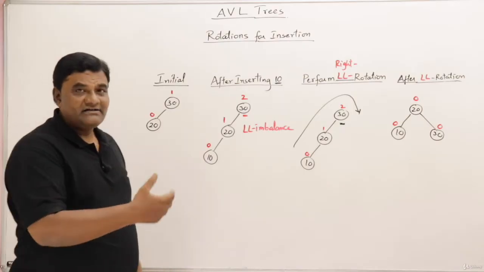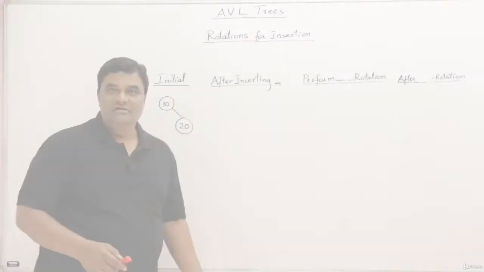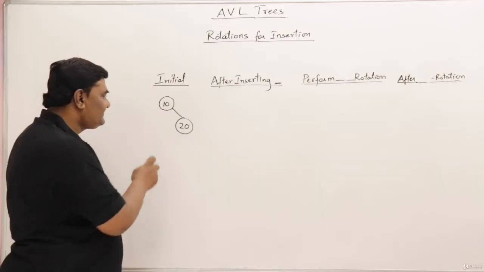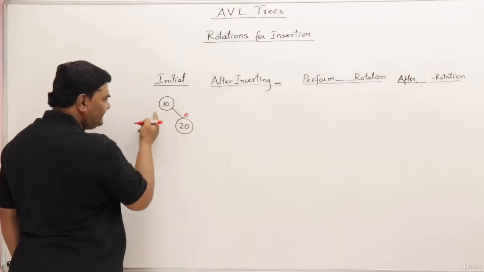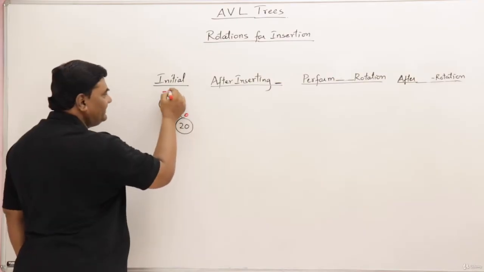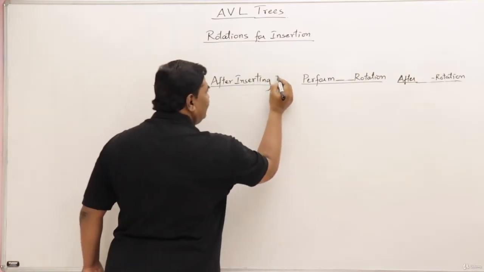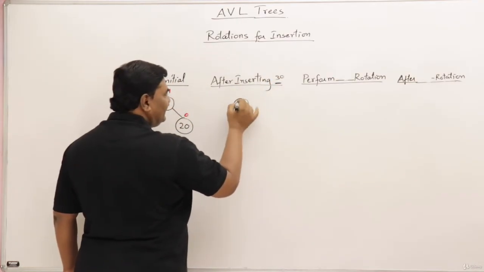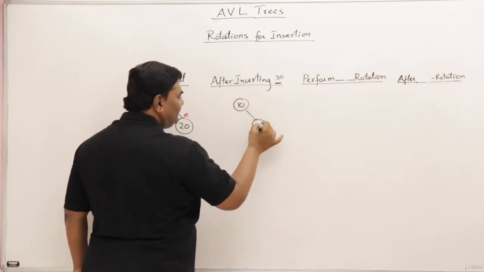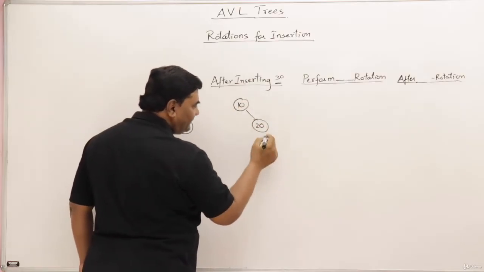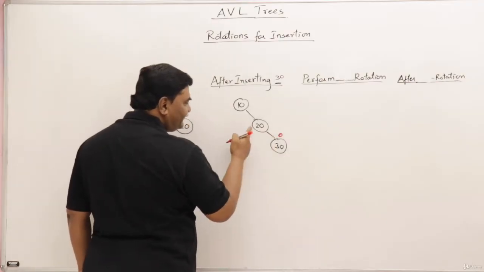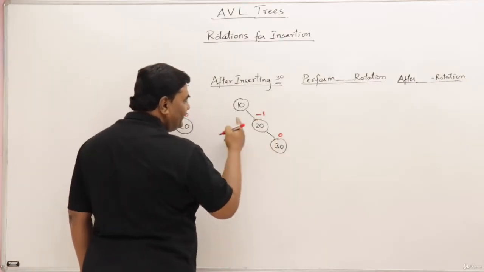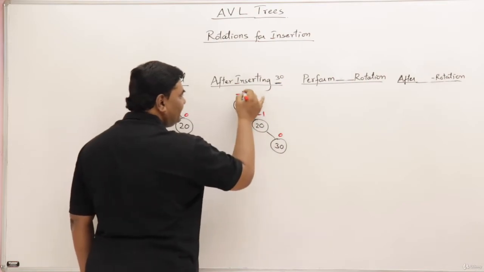Now next we will look at RR rotation. For RR rotation, this is the initial tree. The balance factor of the leaf node is 0 and this one is 0 minus 1, so minus 1. Next, I will insert 30 in this one. So 10 and 20 are already there. 30 is greater than 10 and greater than 20, so it comes on this side. Now the balance factor of this one is 0. This is 0 minus 1, so minus 1. This is 0 minus 2, so this is minus 2.